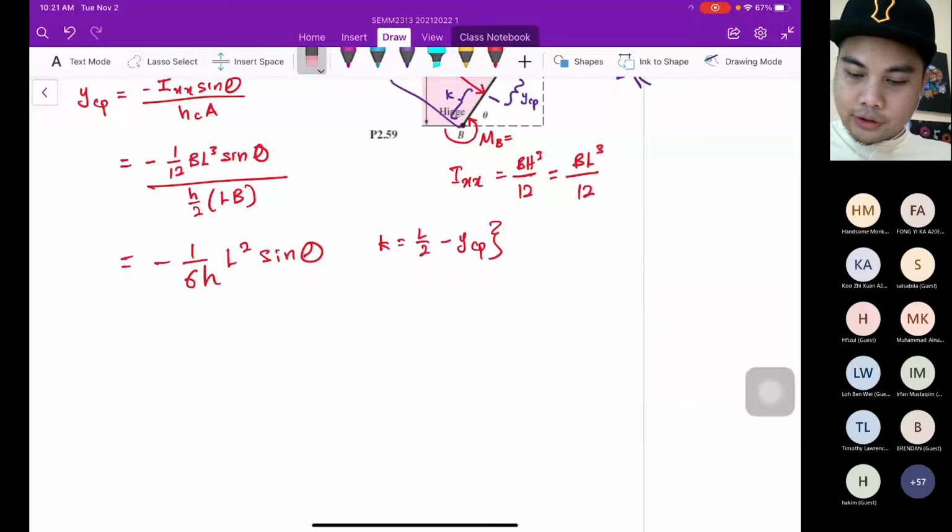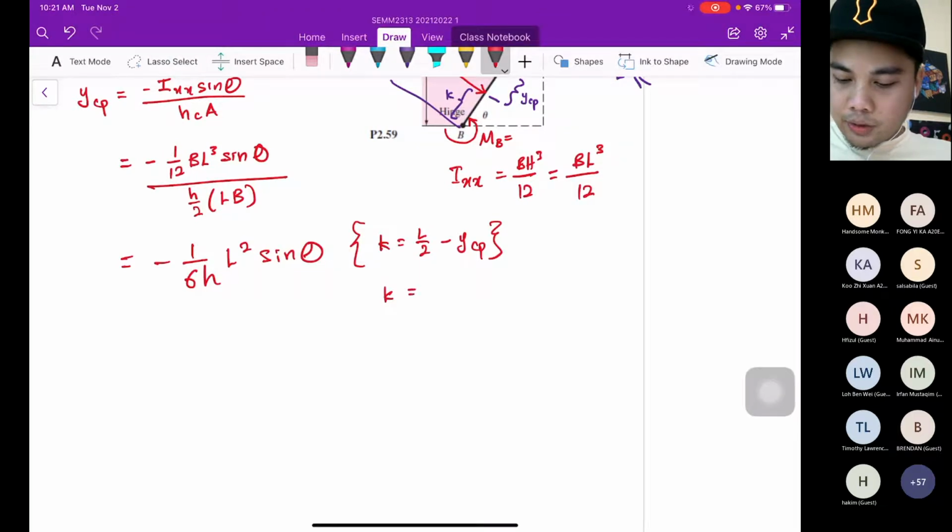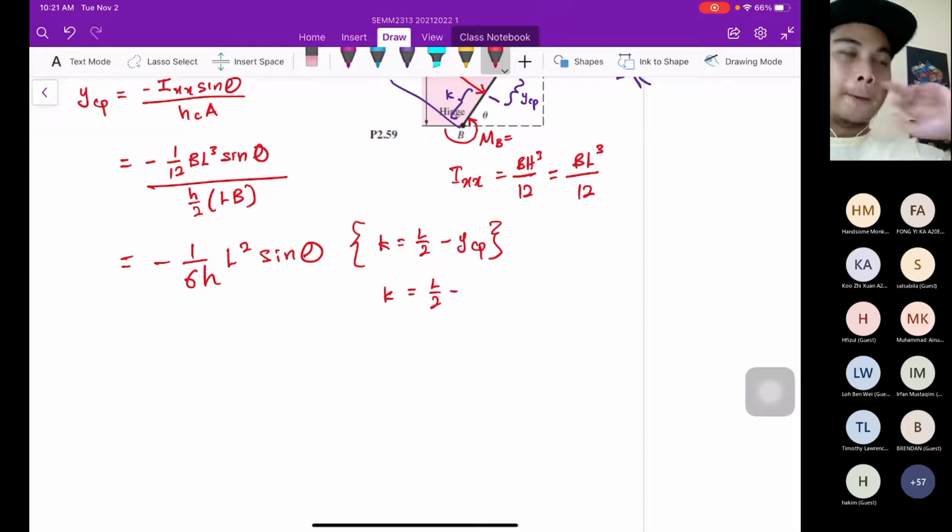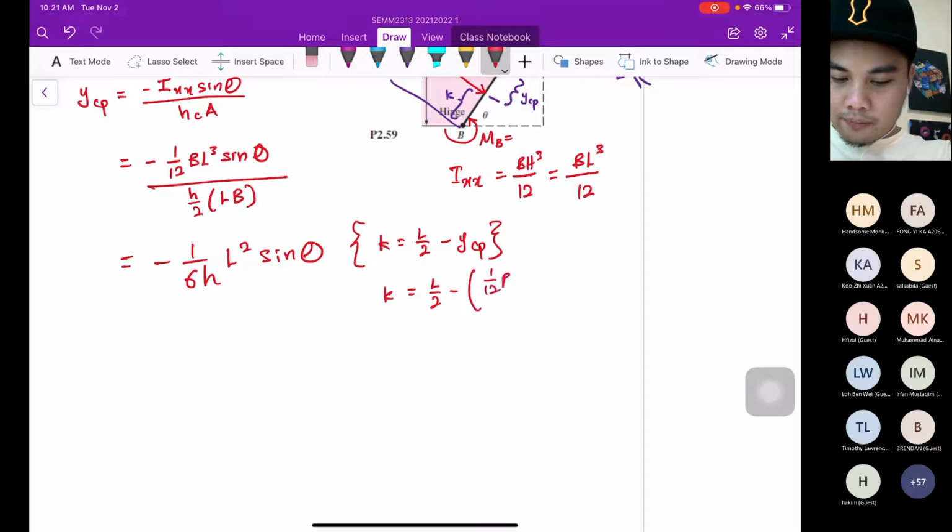Okay, so just solve it. So K equal to L over 2 minus YCP. You need to consider the magnitude only. The negative we already know, it is below the centroid. So minus with magnitude. Minus with 1 over 6H L squared sine theta.